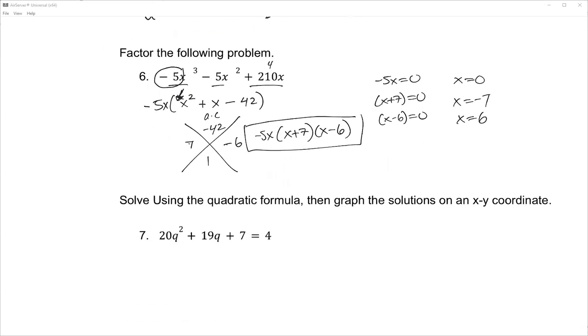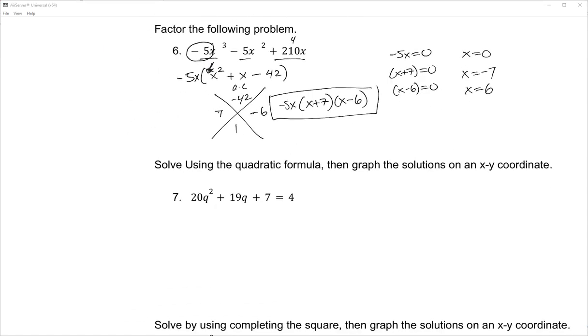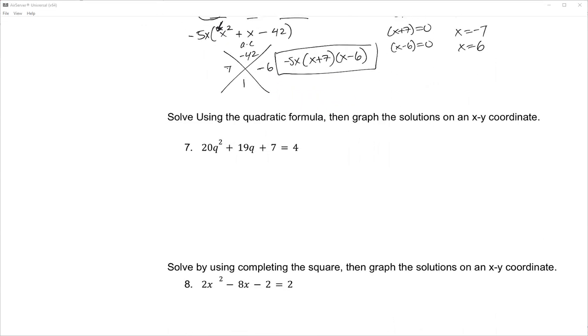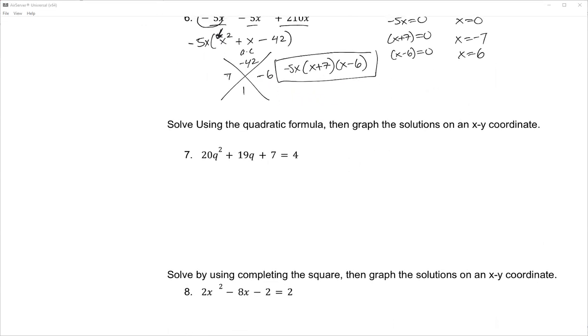Number 7, use the quadratic formula, and then you'd have to graph the solutions here. So for the quadratic formula, remember you need to put it in the standard form, which is y equals ax squared plus bx plus c. Right now, there's a 4 right here. We need to shift that over here. You need to make it equal to 0, so you need to shift everything to one side of the equal sign. So it's 20q squared plus 19q plus 11. Oh, sorry, you subtract the 4, so it'll be plus 3.